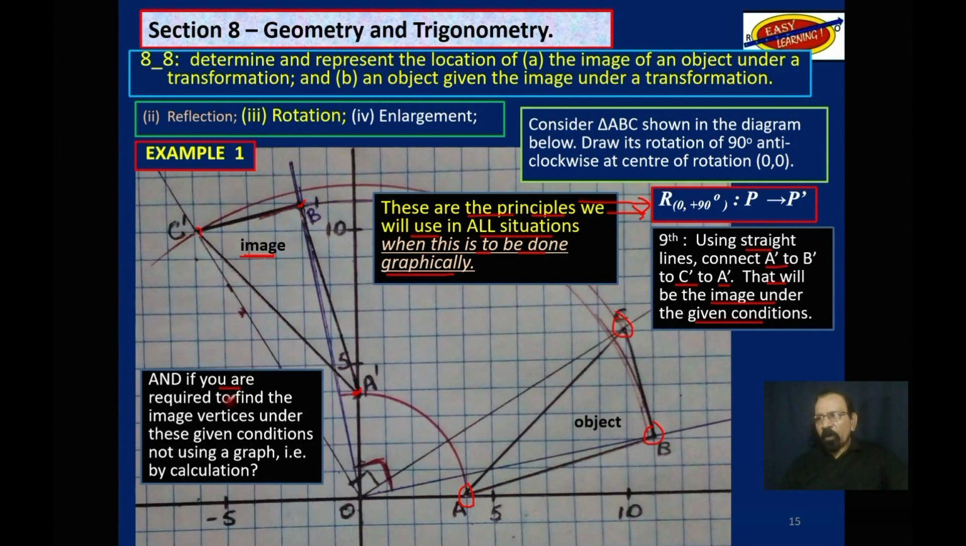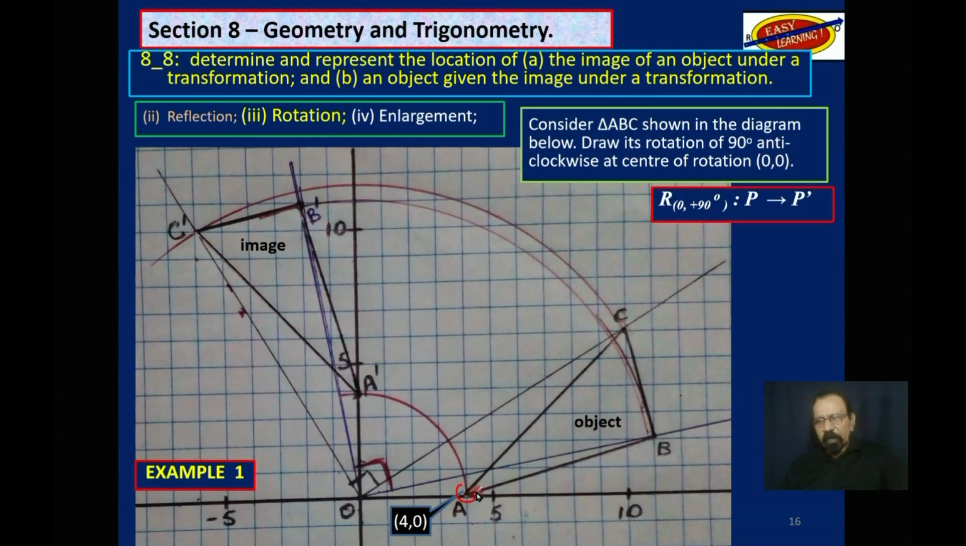Now, if you are required to find the image vertices under these given conditions, not using a graph, what will you do? We used a graph here. What if you were told to calculate it? You were given this and told one of the vertices of the object. How will you calculate this corresponding vertex on the image? All right, let us say we have this vertex here. Notice it is 4, 0, but on the image, it is 0, 4.